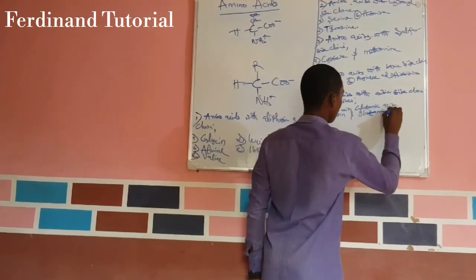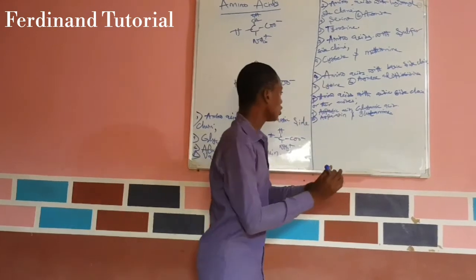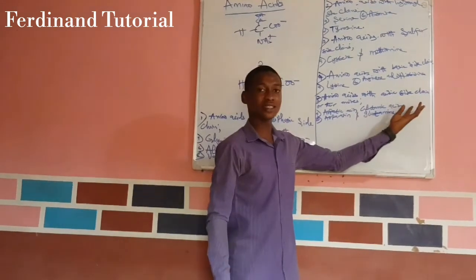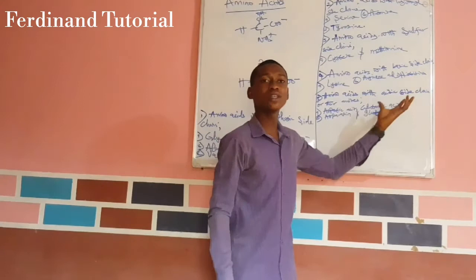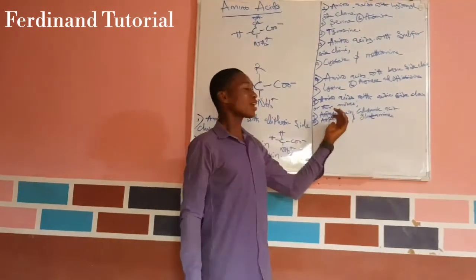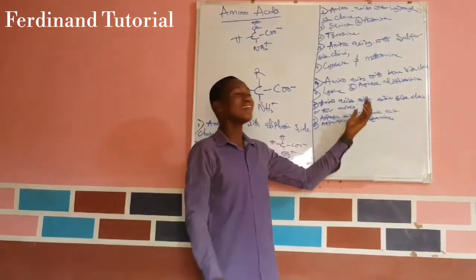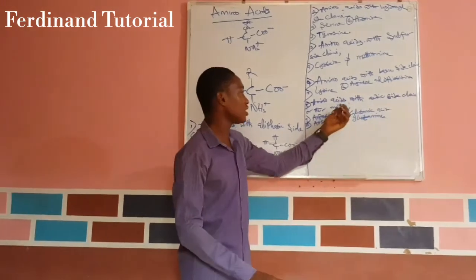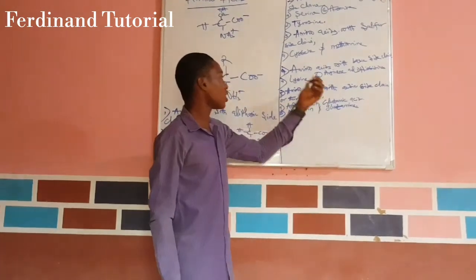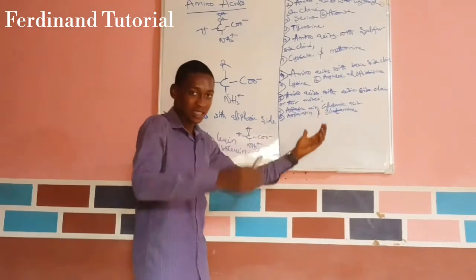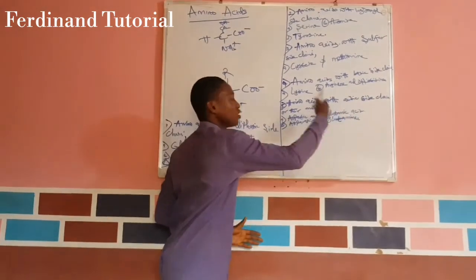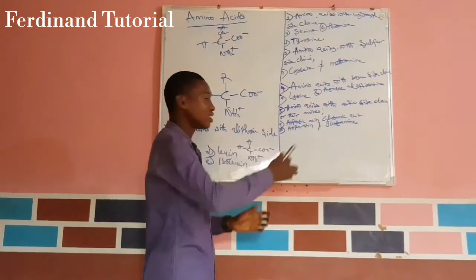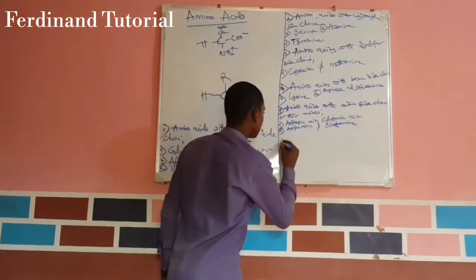Now, if you look at these two here, aspartic acid and glutamic acid, they are amino acids with acidic side chains, while asparagine and glutamine are their amides. Are you getting it? They are the amides of the amino acids with acidic side chains. These ones are the acidic side chains. Now let's go over to number 6.